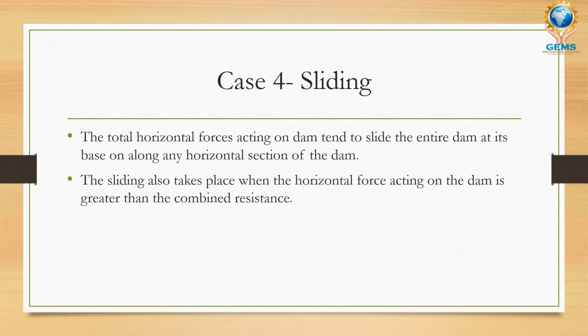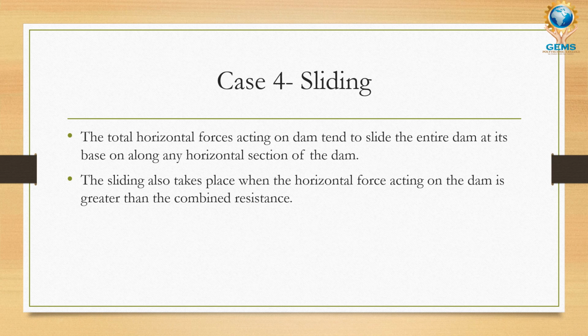In the modes of failure, the fourth and final failure is the sliding failure. This sliding failure occurs when the total horizontal forces acting on the dam, like the water pressure, wave pressure, ice pressure, tend to slide the entire dam. When these pressures exceed the normal limit, they tend to slide the entire dam and its base along any horizontal section of the dam.